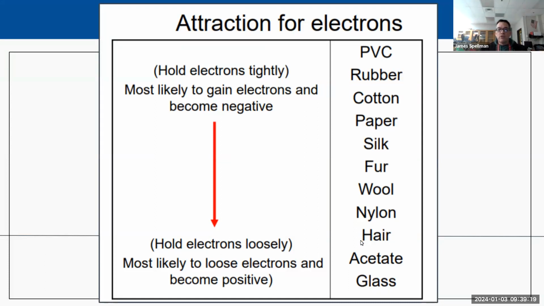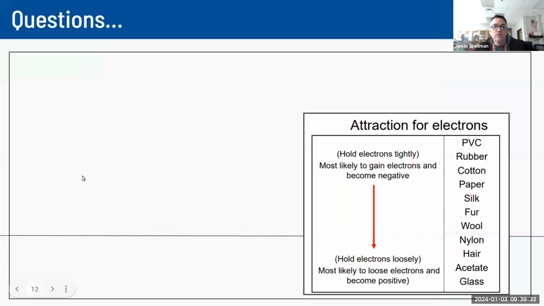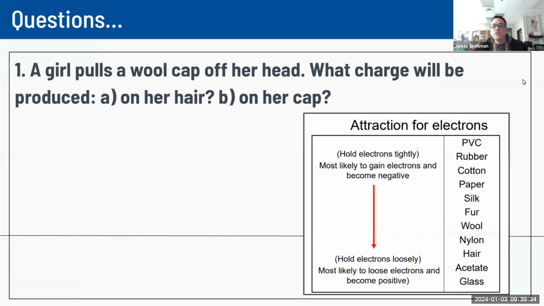The electrons want to go to the one that's higher up the list. So if you rub silk and wool together, we would expect the silk to grab onto the electrons a little bit more and become more negative, and the wool would end up a little bit more positive. So if we go through a few questions to predict, again, we can look at these.